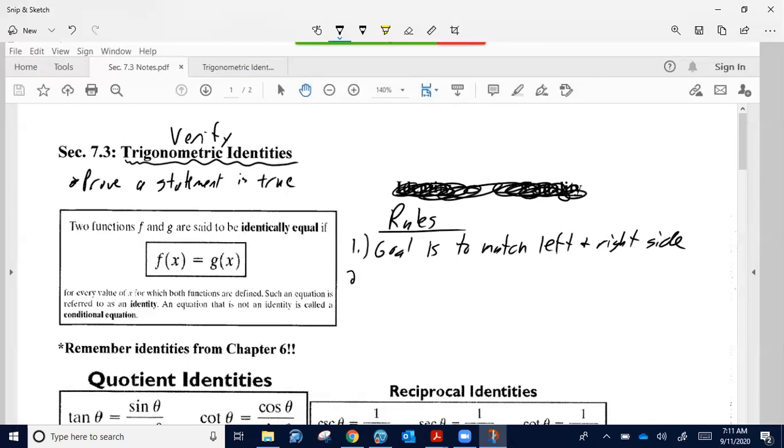Now to do that, we can never move a term from one side to the other side. And that's the biggest mistake people make. These verification problems are not solving equations. So we're not going to move things around. We need to alter things. So again, never move a term from one side to the other side.